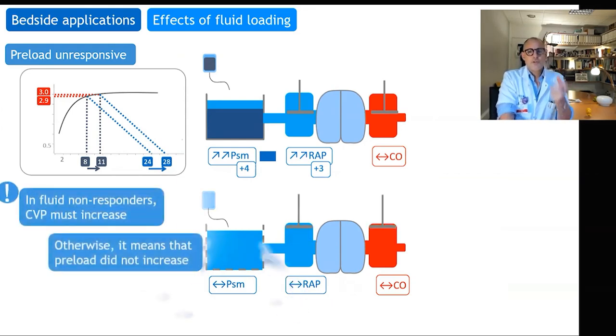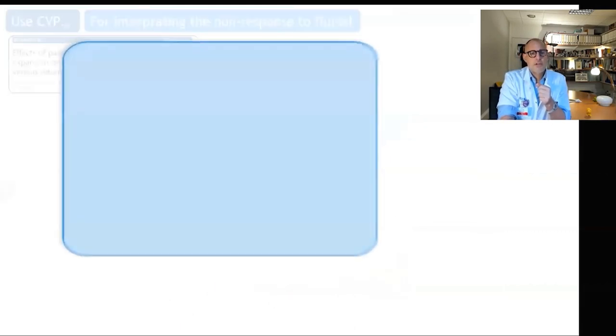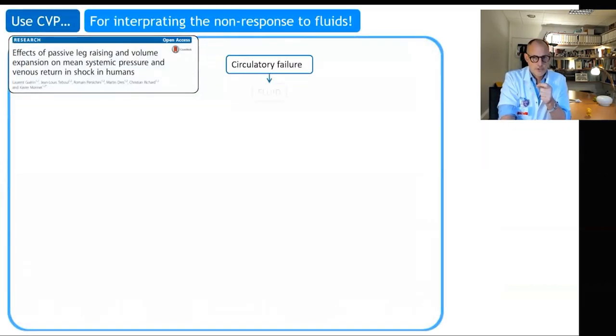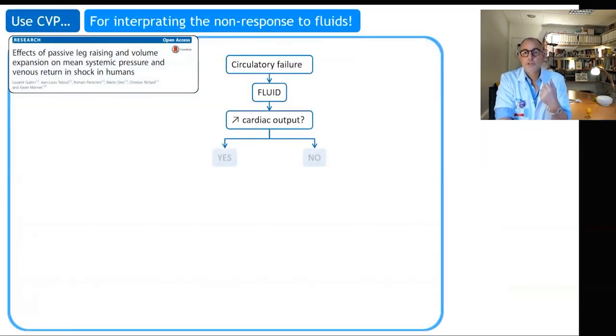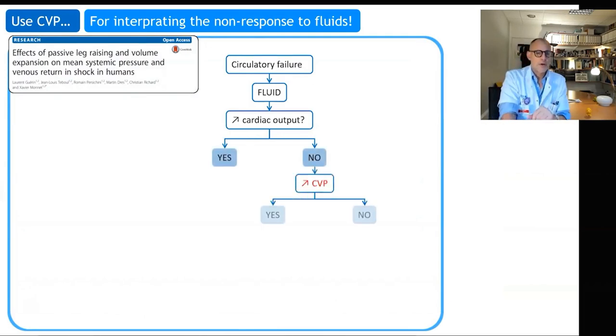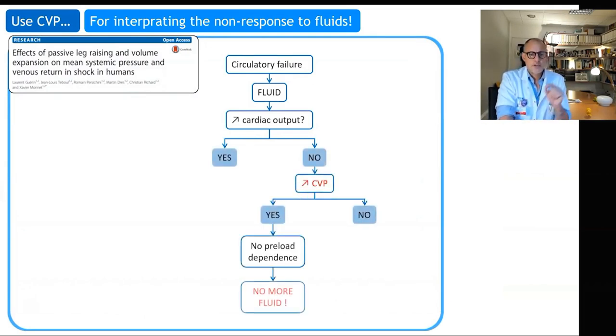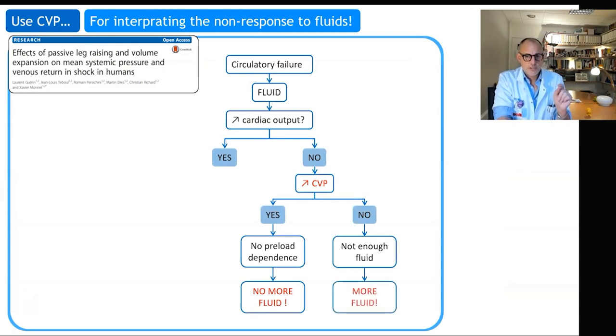So perhaps just assessing the CVP may tell us whether or not the patient received enough fluid. Cardiac output doesn't increase. Look at CVP. If it increases to a significant extent, it means the patient is preload dependent, no need for more fluid. Otherwise, if there is no increase in CVP at all, perhaps it means there was not enough fluid, and you should go on with fluid administration.